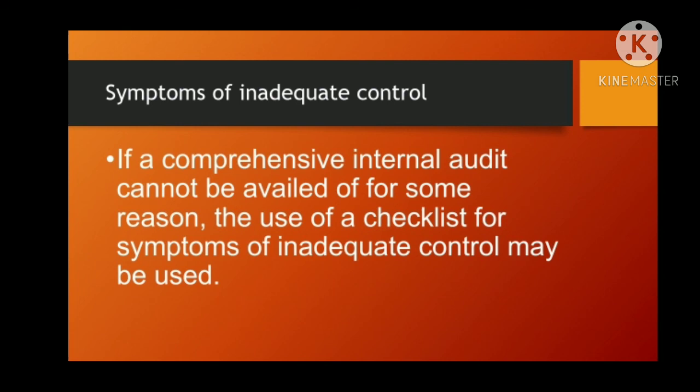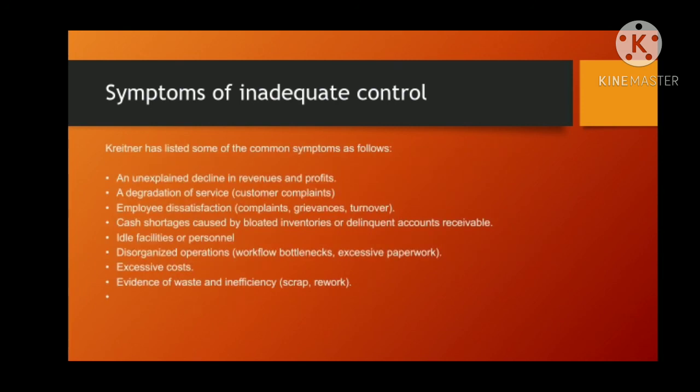If a comprehensive internal audit cannot be availed of for some reason, the use of a checklist for symptoms of inadequate control may be used. Kleitner has listed some of the common symptoms as follows. An unexplained decline in revenues and profits. A degradation of services, customer complaints. Employee dissatisfaction or complaints, grievances, or turnover.